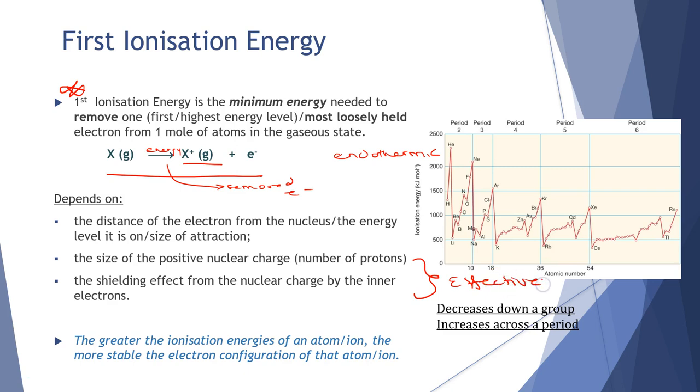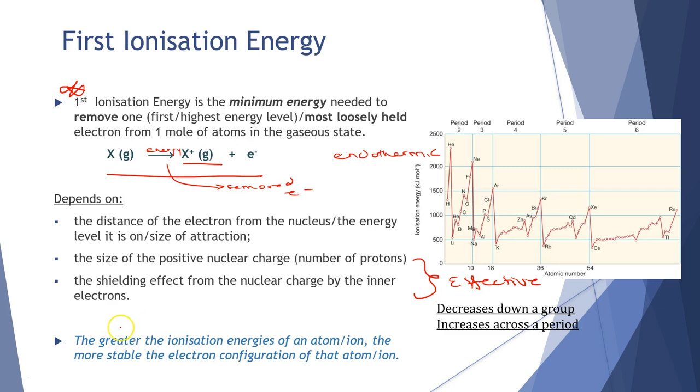As we move left to right, we see an increase in ionization energy. As we move down a group, the atoms get larger, the valence electrons are held less tightly for the same effective nuclear charge, so they become easier to remove, so the ionization energy decreases.